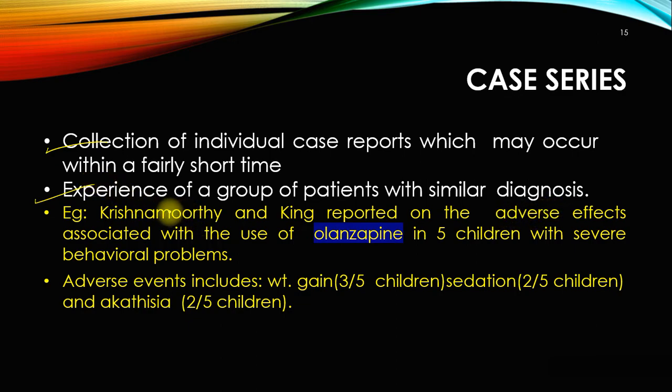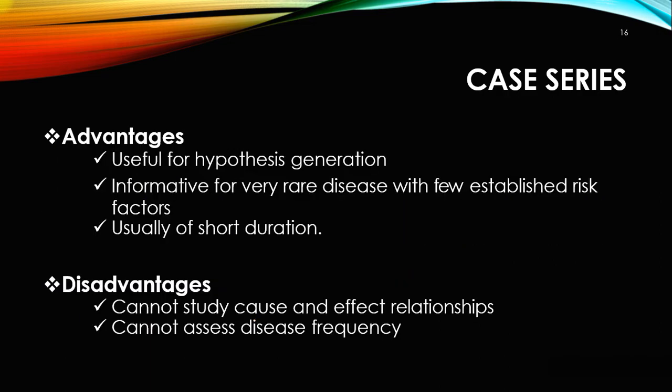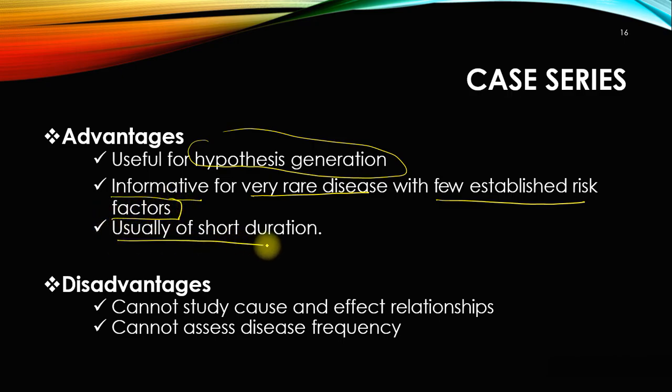So an example is given of Krishnamurthy and King. They reported on the adverse effects associated with the use of olanzapine in 5 children with severe behavioral problems. So the adverse events include weight gain, so 3 out of 5 children faced this problem, then sedation in 2 out of 5 children, and akathisia in 2 out of the 5 children. Okay, so the advantages provided by the case series methodology are that it is useful for hypothesis generation. Okay, also it is informative for very rare diseases with few established risk factors. Okay, then next, it is usually of short duration.